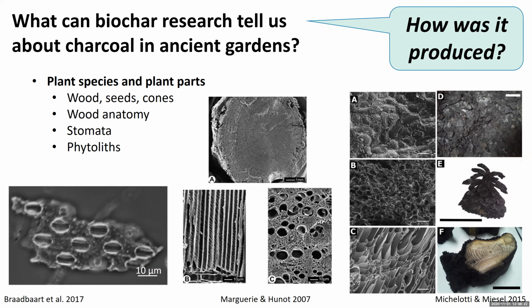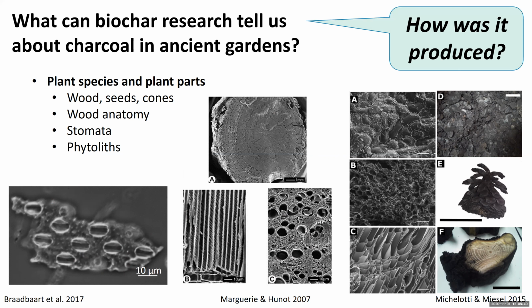It's also possible to identify species by the phytoliths present in the charred plant tissue or in the soil. And phytoliths are silica-based structures that plants produce inside their cell walls that can tell us about what species of plants have been present in the past.